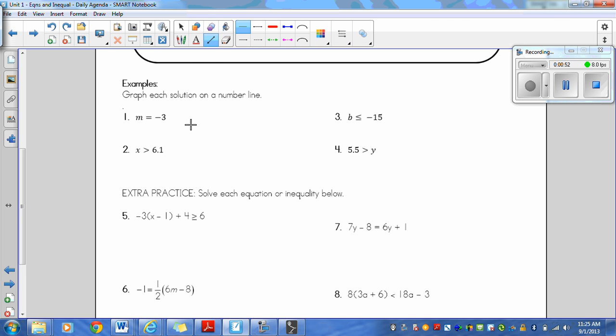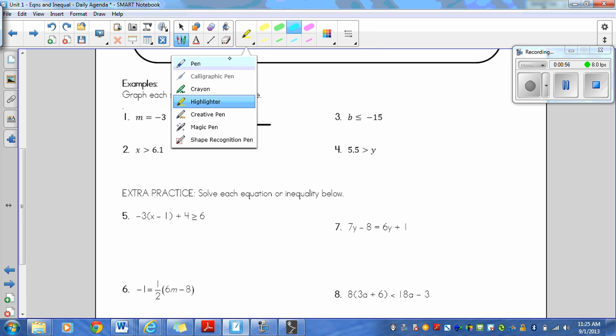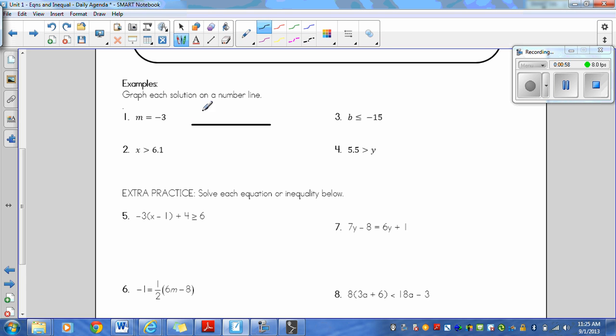quickly. What you do for an equal sign is, say I want to graph -3. It is a single dot on -3. Filled in, because -3 is an answer. You don't have any arrows, it's just a value at -3.